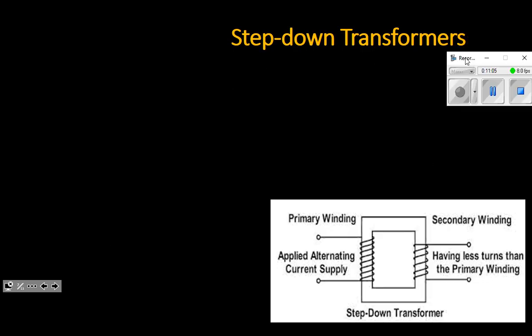So what about step-down transformers? Well, here's an example of a step-down transformer. You've got your soft iron core here. This one is rectangular. It could be circular as well. Remember, no electricity is transferred through that.